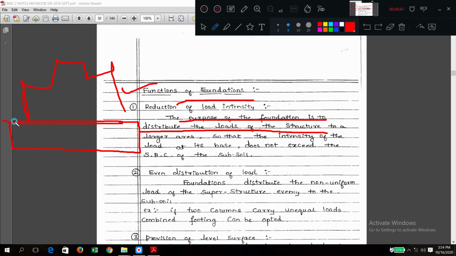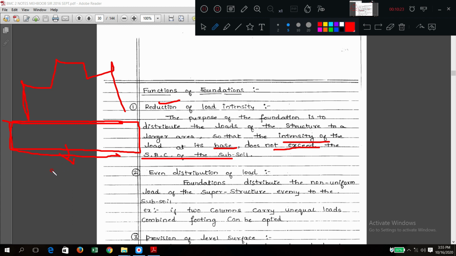The foundation is a little bit larger, so whatever load is coming, it will increase the loading area. So this load is distributed to a larger area. Larger area means intensity reduces. Smaller area, intensity is high. Larger area, load intensity is reduced. So how will it perform? It will reduce the intensity of the load, so that the intensity of the load at its base does not exceed SBC.